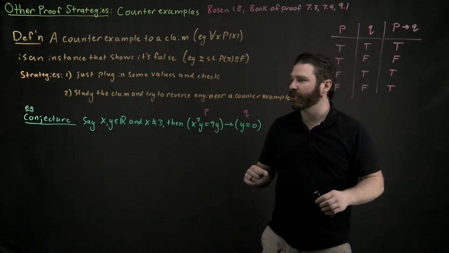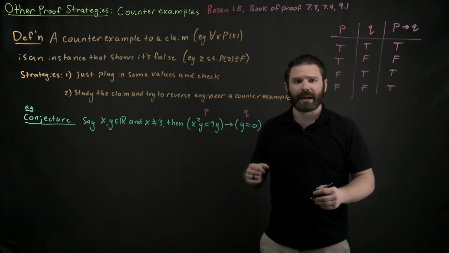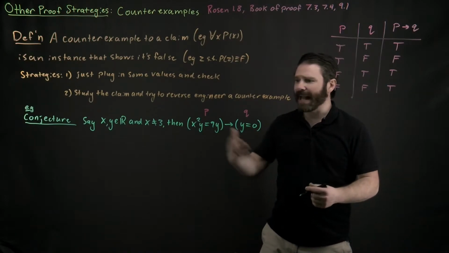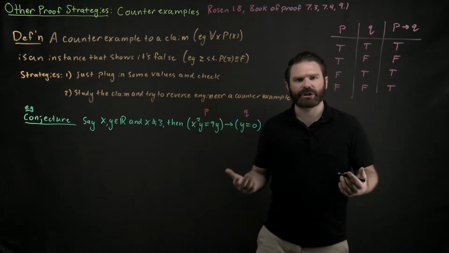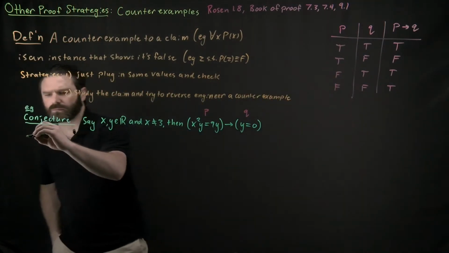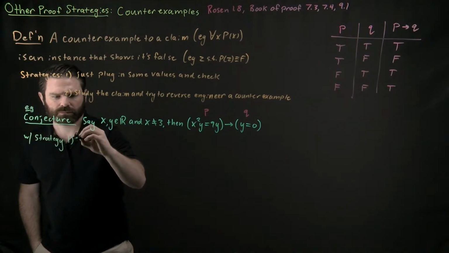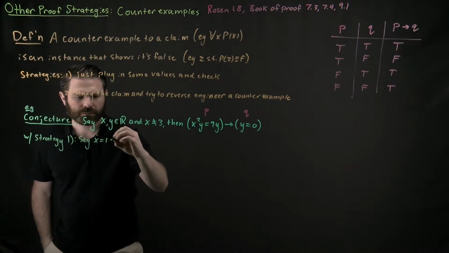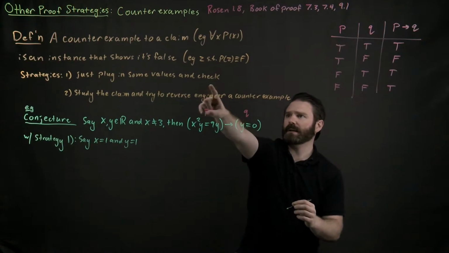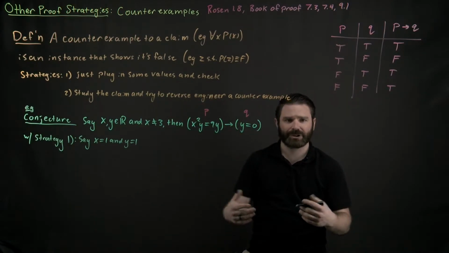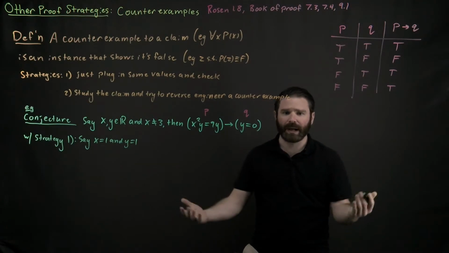So I could try strategy number 1, and if I did that, there's a whole heck of a lot of values that I could try, right? I'm talking about all real numbers here. So I could try any x that's not 3, and any old y. So I could try using strategy number 1, I just pick some values for x and y and check and see. So let's say that I just picked x equals 1 and y equals 1.